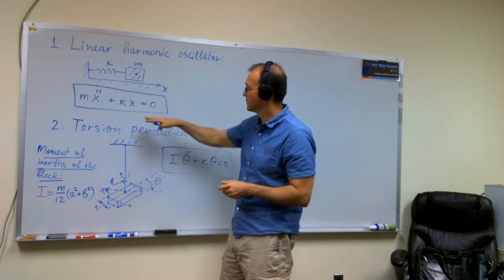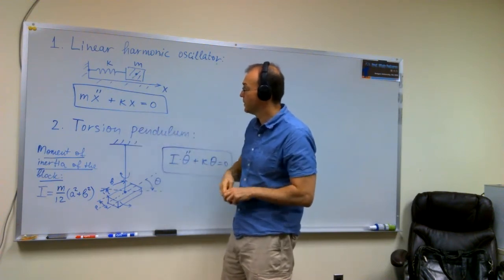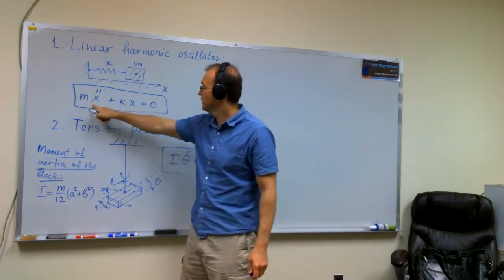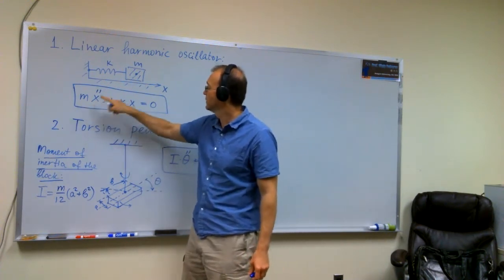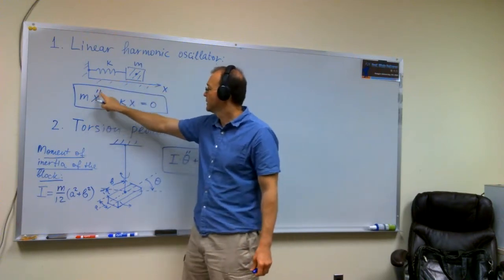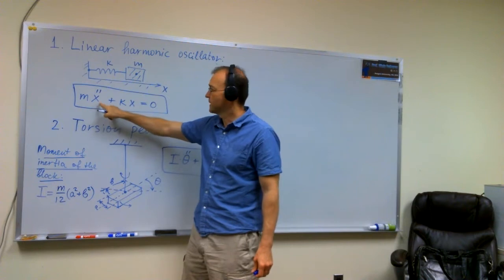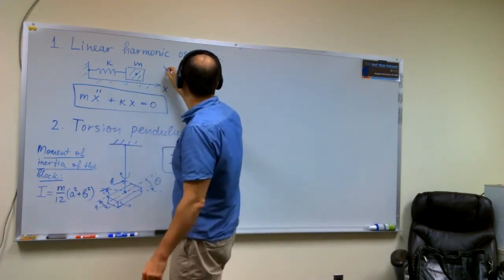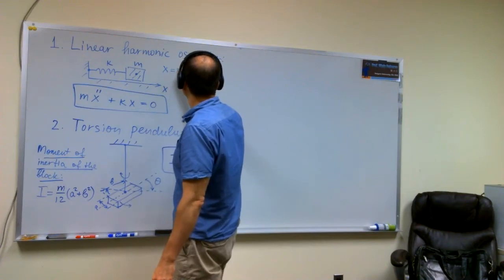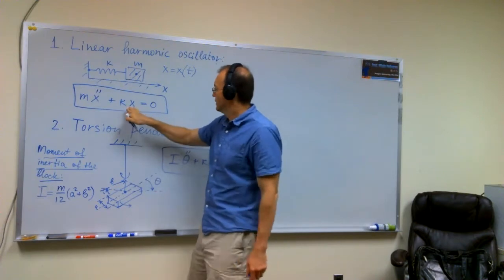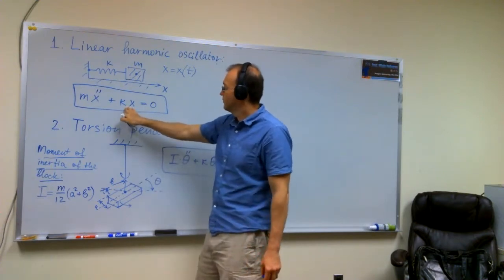This is a differential equation. Essentially, this is Newton's second law, right? So this is mass times the acceleration. X is the only coordinate in this case. So this is the second derivative of x with respect to time. So x in this case is a function of time. This one is the spring force, right?